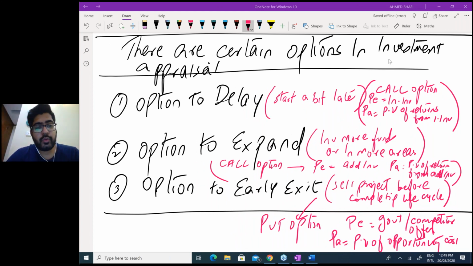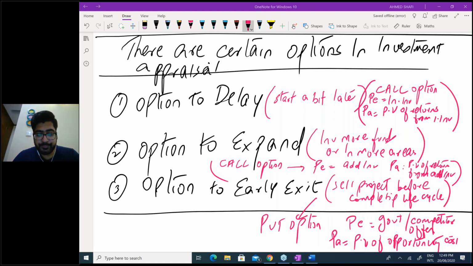I told you that when you are doing currency risk and interest rate risk, in both you studied options. So there are options in investment appraisal as well. Whenever you are investing somewhere, there is always an option that you can delay, start a bit late. Since it involves not selling, giving money, buying, it's a call option. The PE of this option is called initial investment, and the PA is the present value of returns from initial investment.